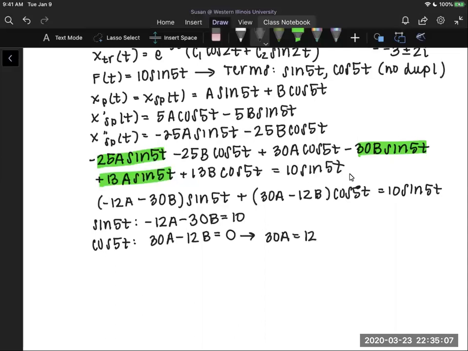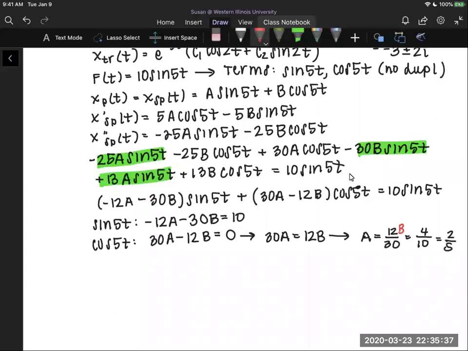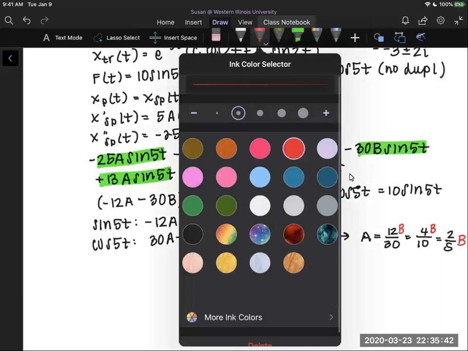30a equals 12b. So a equals 12 over 30. Let's see, that is, I'll divide by 3 maybe. That gives me 4 over 10. Oh, could have divided by 6, would have been quicker, 2/5. Okay, so, oops. Let's not forget about our B here. All right, so now we have a relationship between A and B.